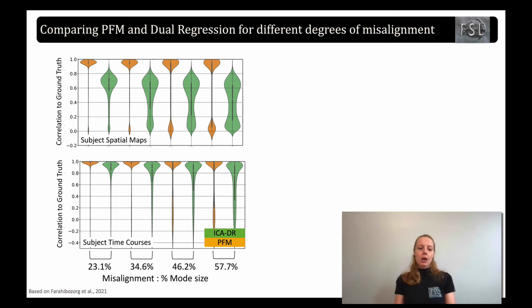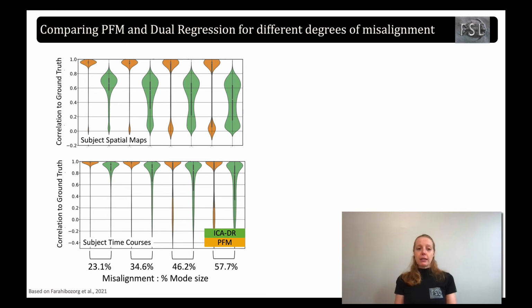And then on the y-axis is the association with ground truth again, because these are simulations. We actually know the ground truth spatial map that we fed into the data set. And so the higher up, the closer to one these violin plots are, the better the model is doing at capturing those ground truth organization.